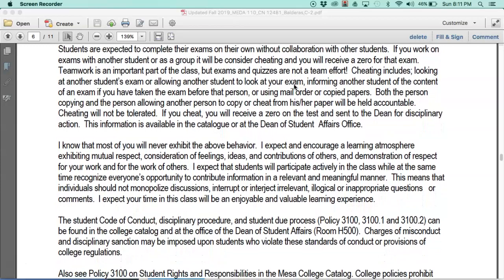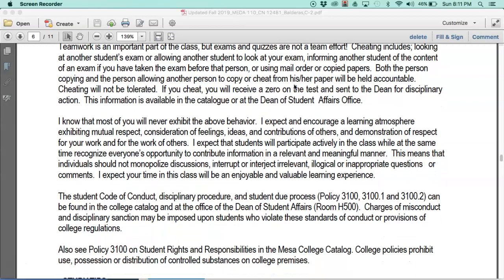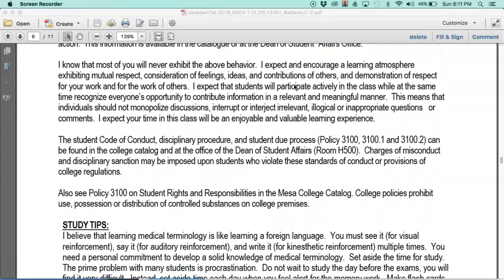There is no cheating. So that means when you're doing exams, you should not be doing them with others in the class. Not sharing your information with others if you took the exam prior to them, using mail order or copied papers. If for some reason you are caught cheating, you'll receive a 0 on the test and you'll be sent to the dean for disciplinary action. You can also look at the Dean of Student Affairs for the due process for cheating and plagiarism.